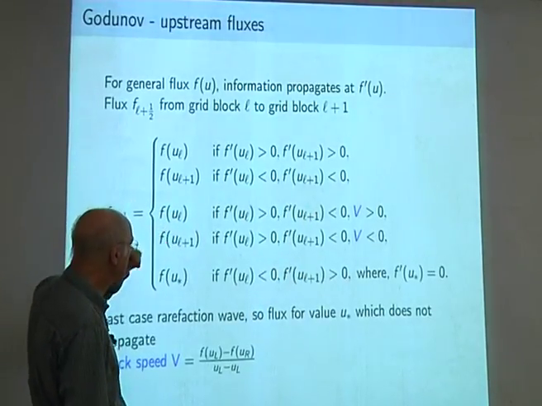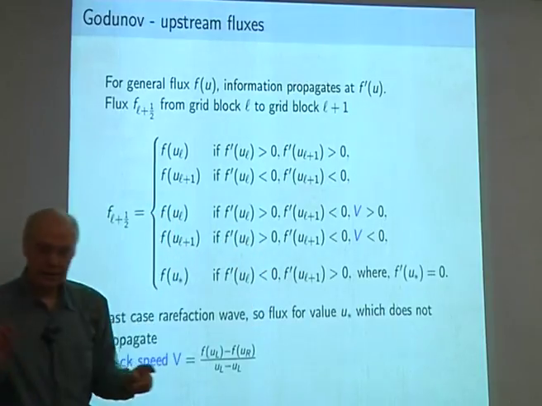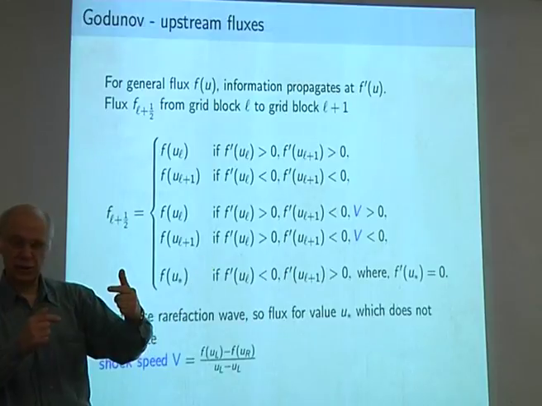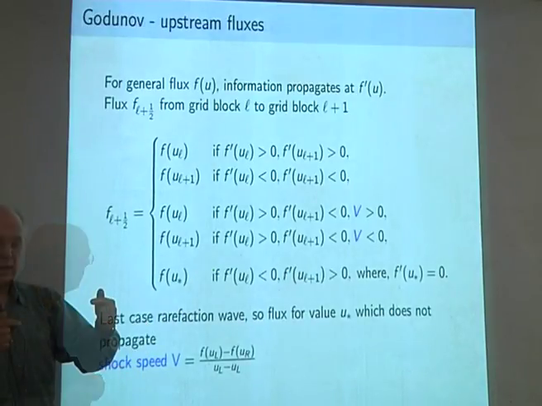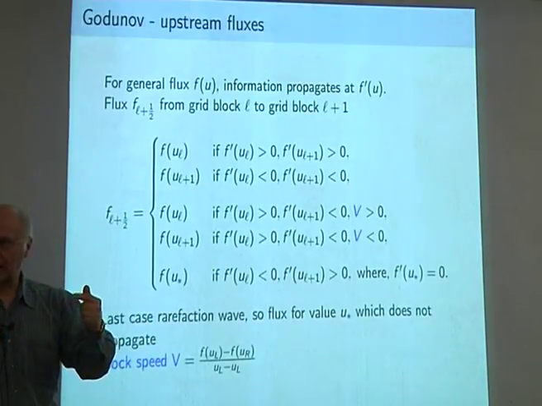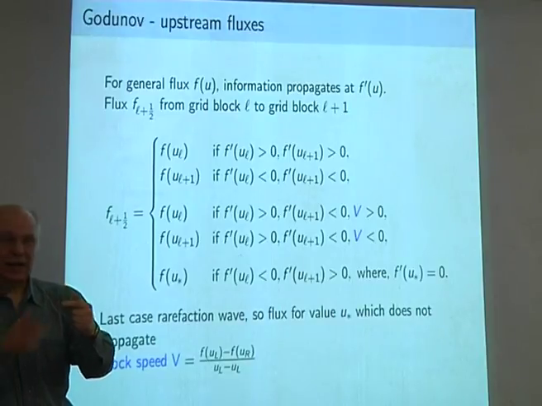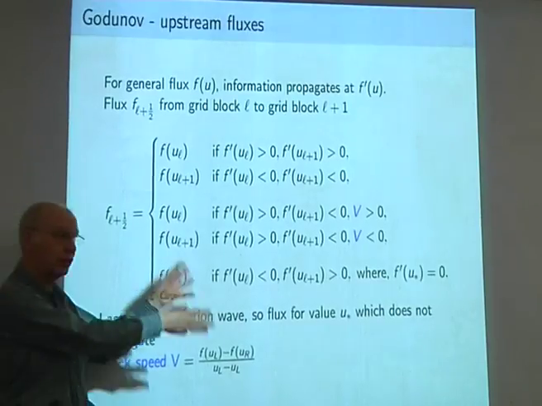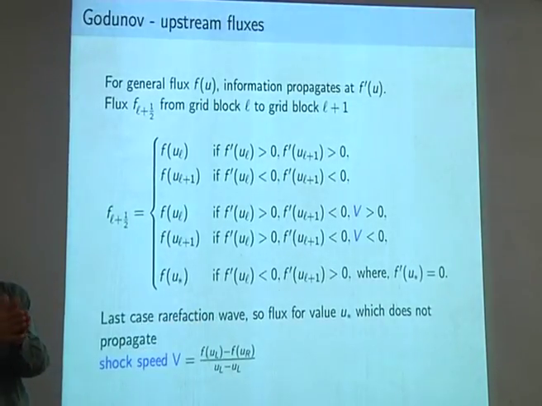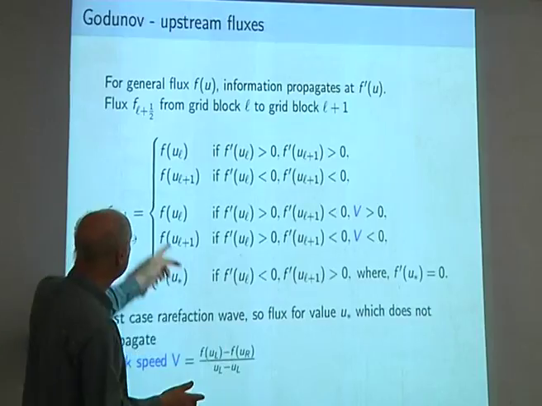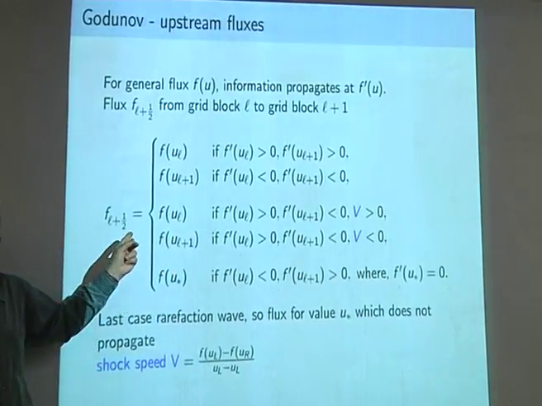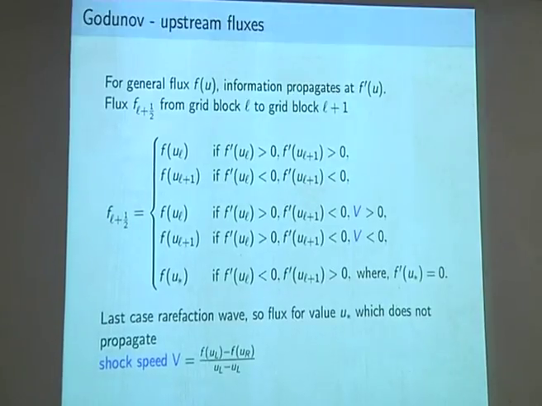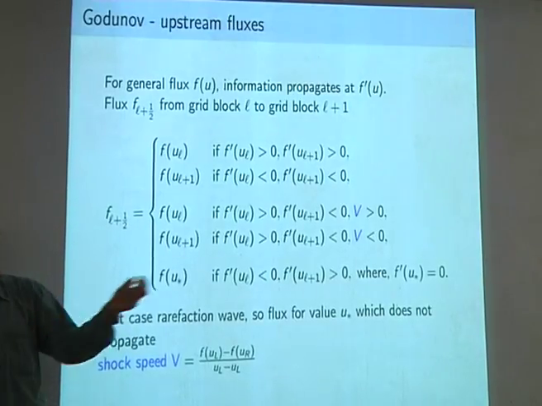We then have the possibility that this information is going this way, and this information is going this way. That means I've got a shock wave on my hands. And the shock wave might be going this way, or it might be going that way. We had that formula for the shock wave. So if the shock wave says go this way, then it says use the flux from this side. On the other hand, if that formula for the shock wave says the shock wave is going this side, we obviously use the information from that side.